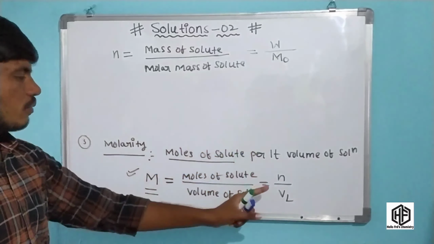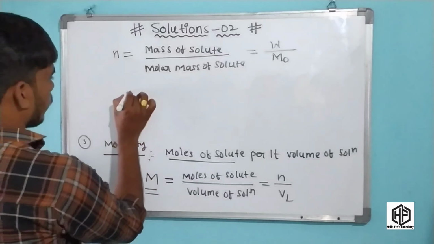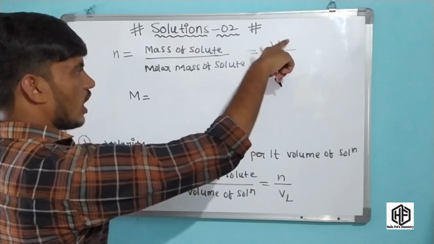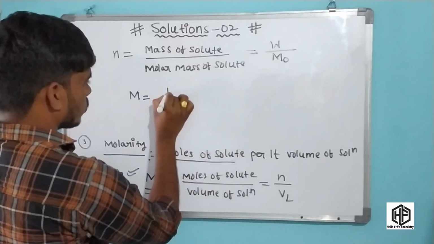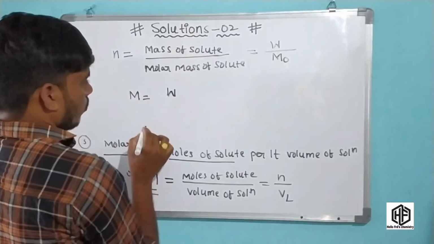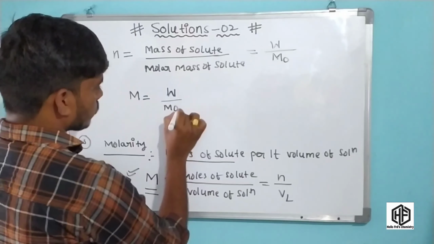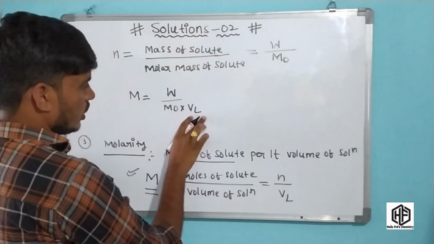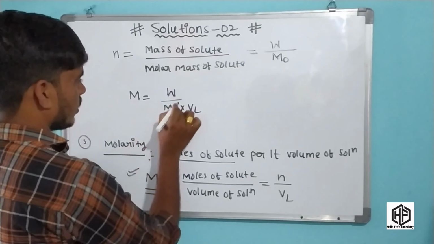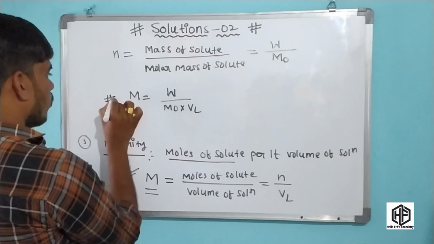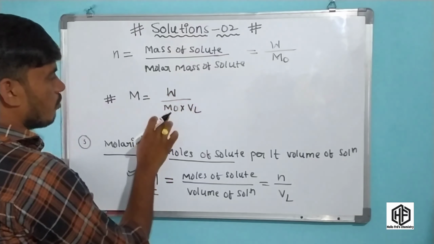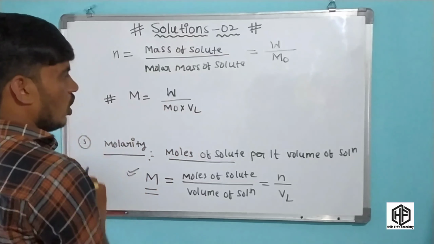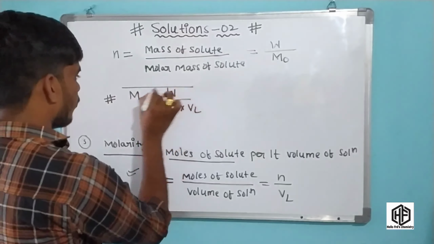Okay friends, now this value is substituted in this equation. What happened, friends? Molarity is equal to moles of solute by volume of solution. Moles of solute is the mass of solute or weight of solute by molar mass of solute, into one by volume of solution in liters. Molarity is mass of solute by molar mass of solute into volume of solution, where the volume is in liters.